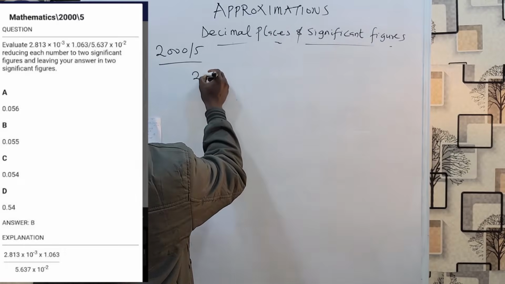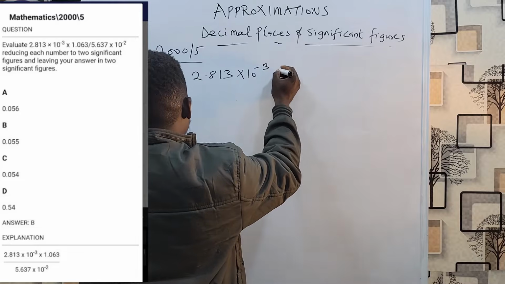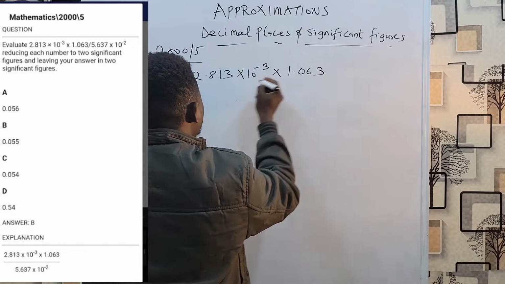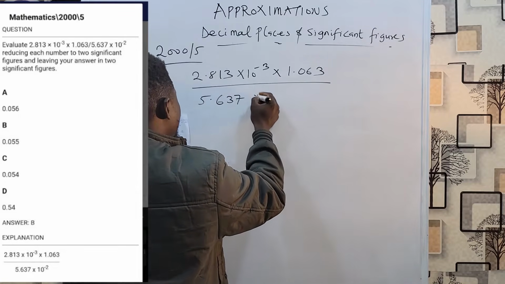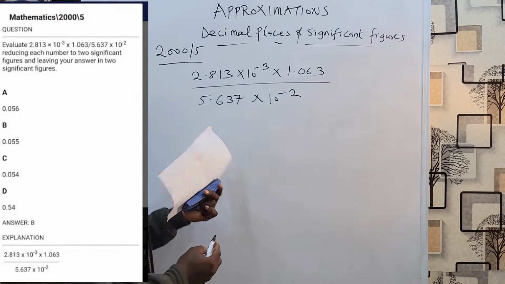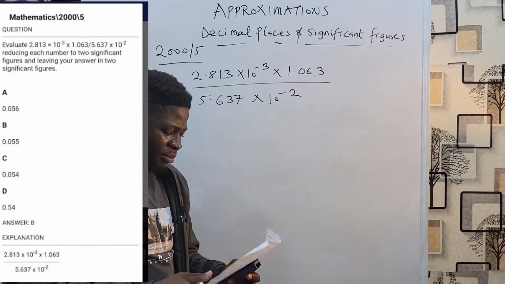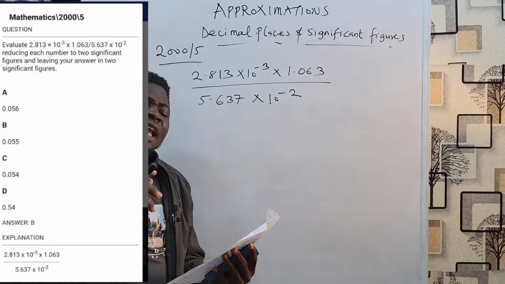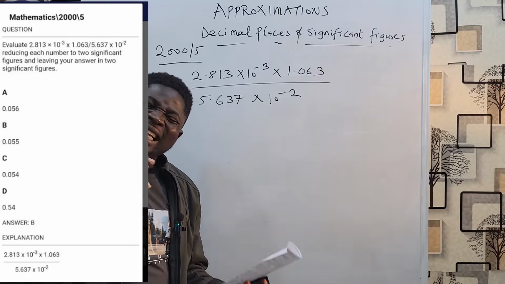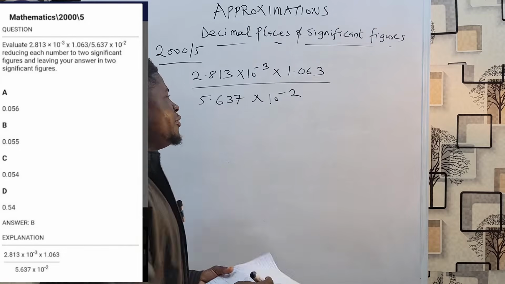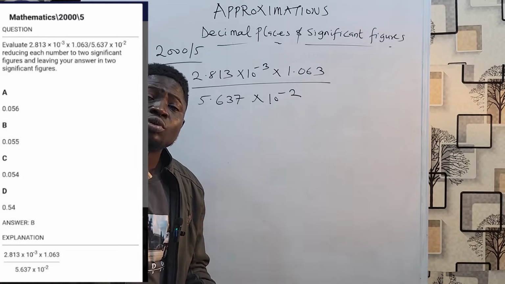They said, evaluate 2.813 times 10 raised to the power minus 3 times 1.063, all over 5.637 times 10 raised to the power minus 2. Now, listen to the question. You must read the question completely. Don't just see a question and start attacking it. They say evaluate that, reducing each number to 2 significant figures and leaving your answer in 2 significant figures. So before we solve, what the question is expecting us to do is to reduce each number to 2 significant figures.